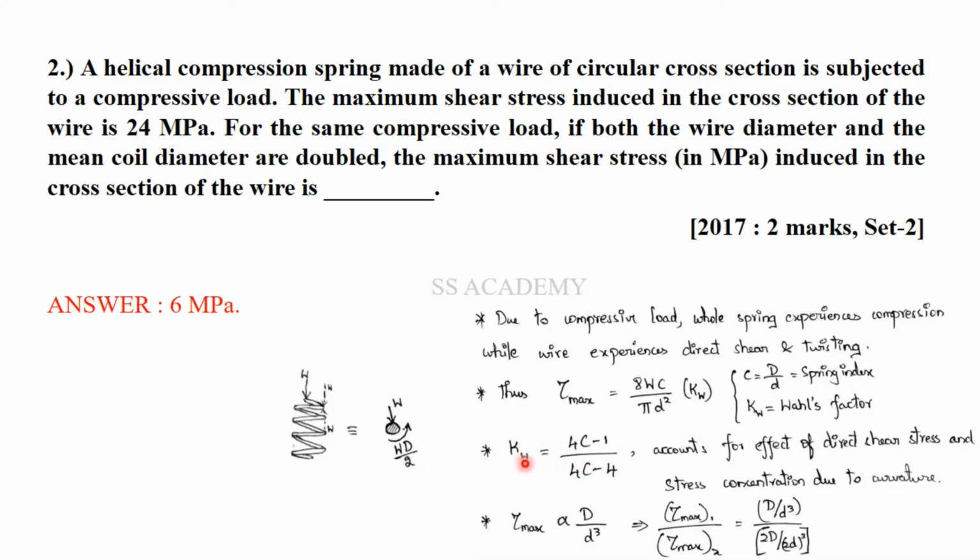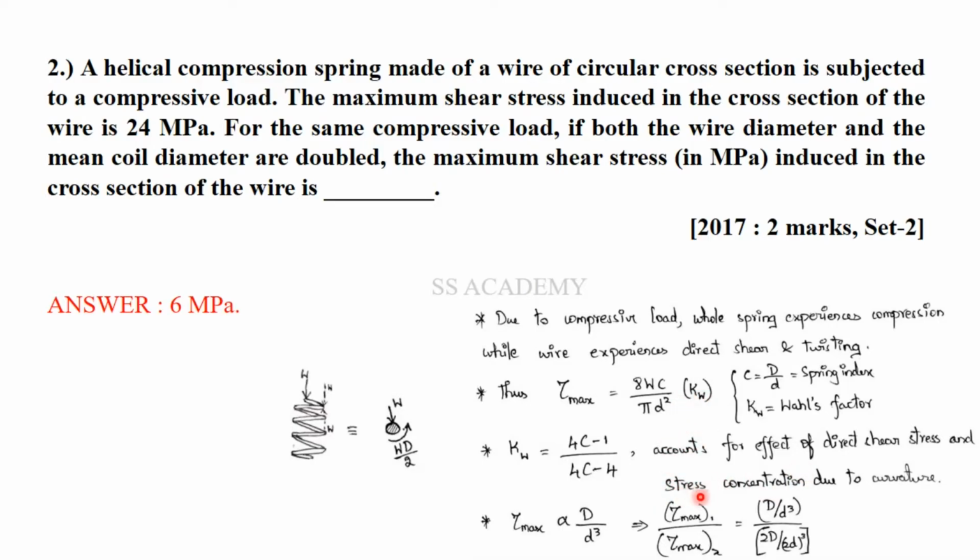Okay, KW, Wahl's factor, is given as 4 into C, that is spring index, minus 1 divided by 4 into spring index minus 4. This KW accounts for the effect of direct shear stress, because here we are putting a common value and we are adding the direct shear stress effect in KW. So the effect of direct shear stress and stress concentration due to curvature, it is curved, it is not a straight beam, so there will be an effect due to curvature also, that is also included in this KW.